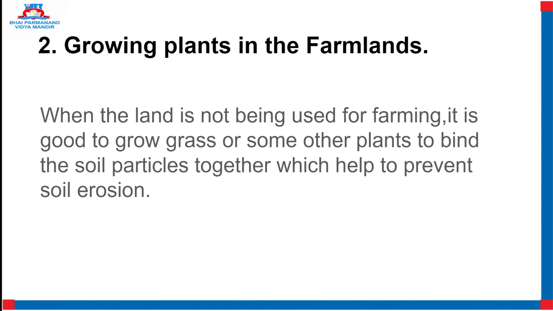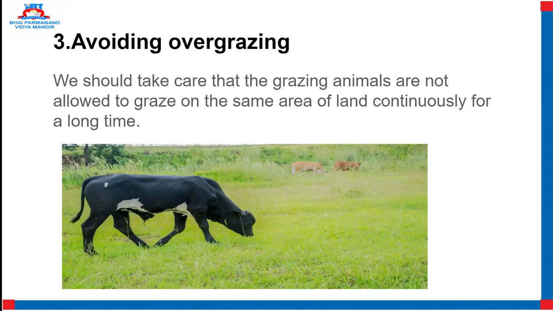Children, even growing bushes or trees along the edges of farmlands reduces soil erosion because this will reduce the speed of wind. So, children, if we follow these measures, we can definitely stop erosion and we can conserve the soil. Another method to conserve the soil is by avoiding overgrazing.